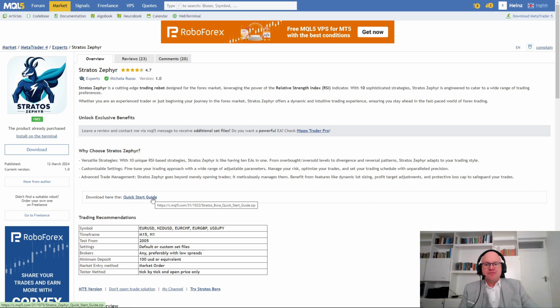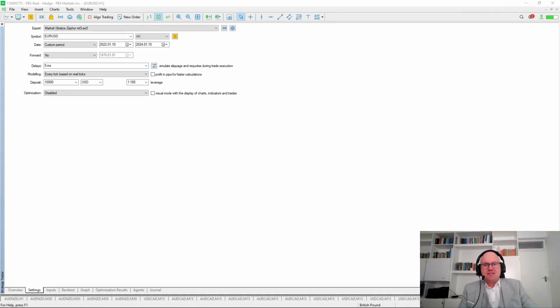Now, if we take a look at some of the trading recommendations, the recommended symbols are the EURUSD, NZDUSD, EURCHF, EURGBP, and USDJPY, and the time frames include the 15-minute and the hourly. Now, you can use the default settings, and it is recommended to use a minimum balance of $100.